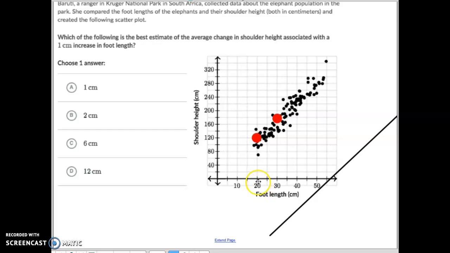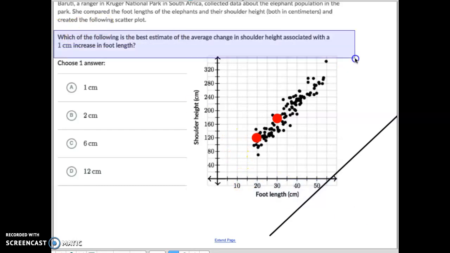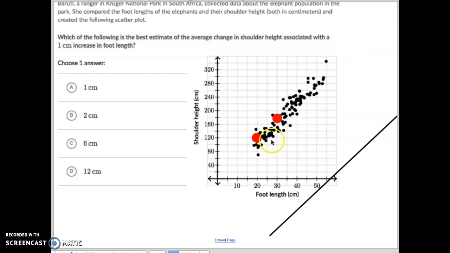Notice at a foot length of 20 centimeters, it was a shoulder height of 120 centimeters. As this went up 10 centimeters to 30, this went up, what would this be? 20, 40, 60, up 60 centimeters. For every time this goes up 10, this goes up 60. 60 divided by 10 is 6. So for every time you increase your foot length by 1, as it's saying right here, the shoulder height increases by 6.